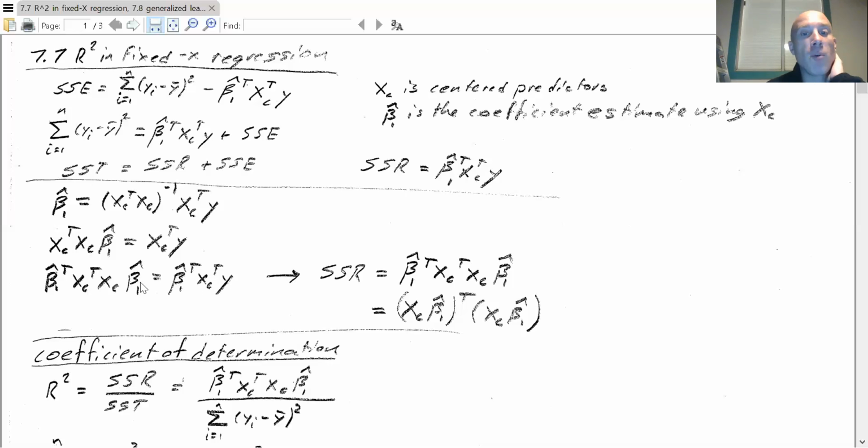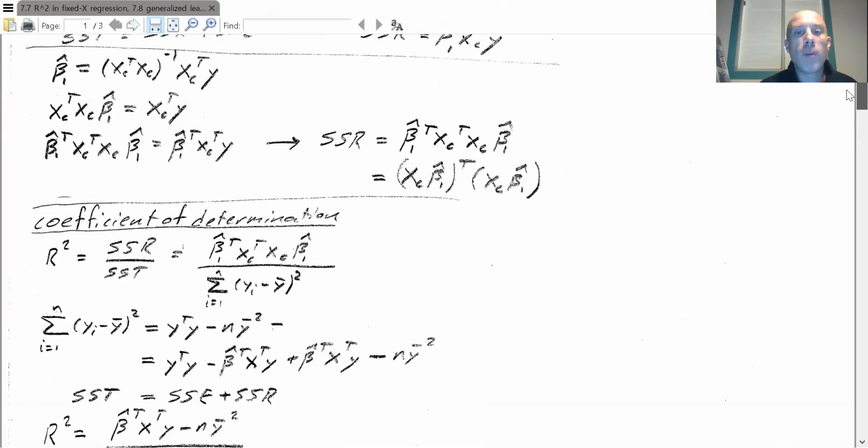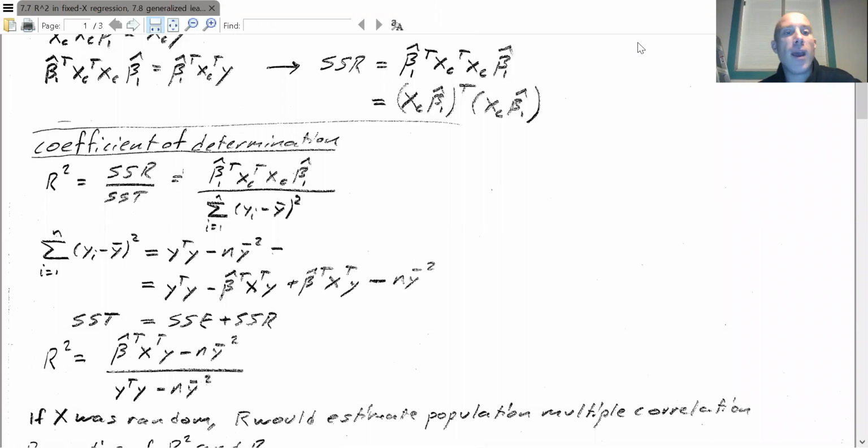So I know that sum of squares regression is equal to this right here. Let's rewrite this as centered x times its estimates of the slopes, transpose, centered x times beta 1 hat. That's just another way to write sum of squares regression. So the coefficient of determination, let's say that is r squared, and this is going to be the sum of squares regression over sum of squares total.